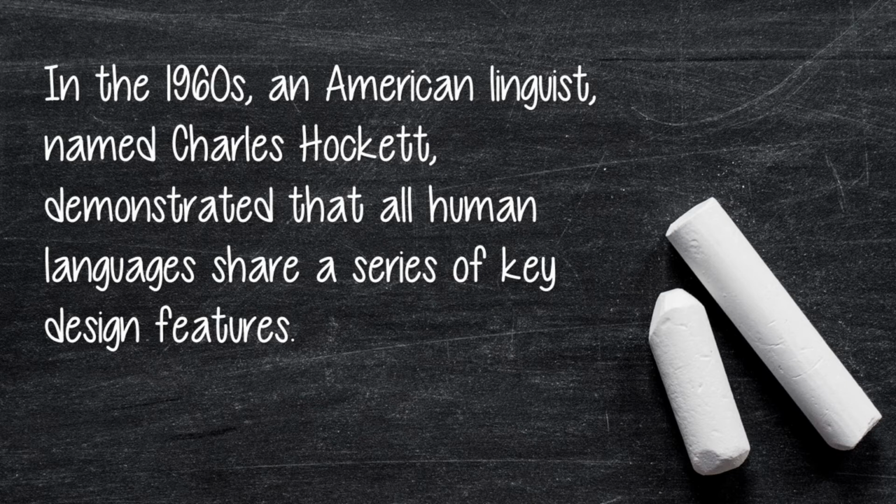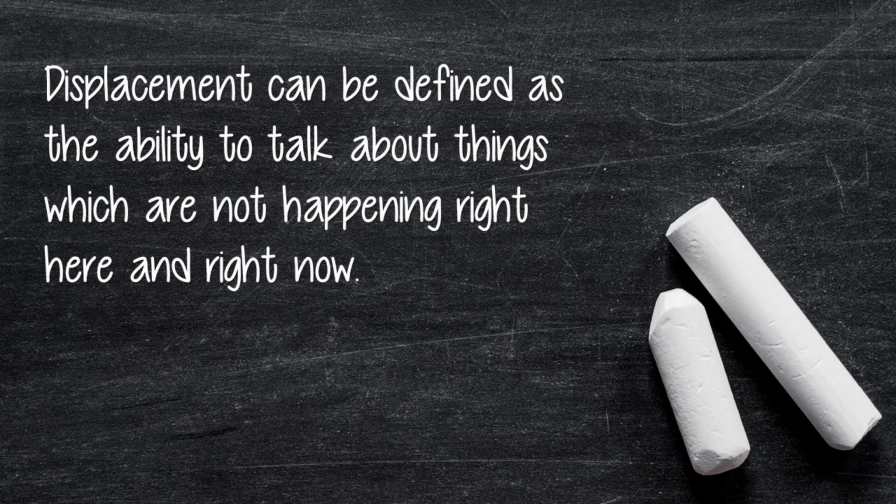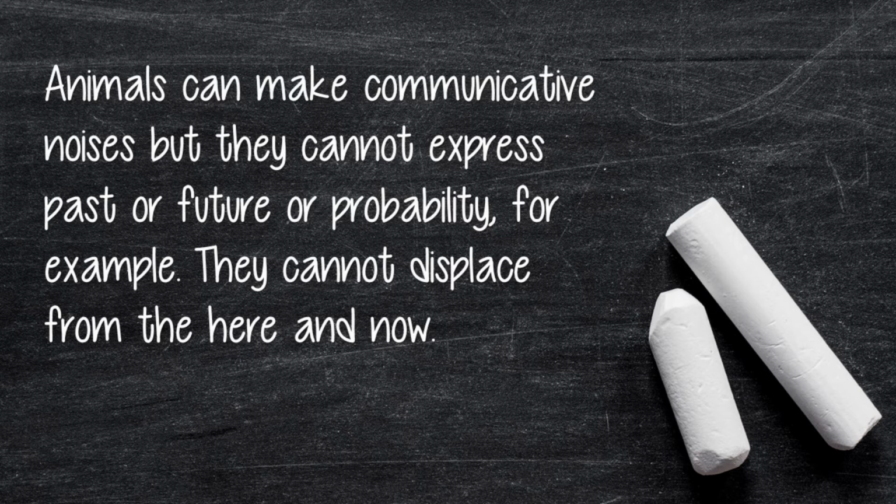In the 1960s, an American linguist named Charles Hockett demonstrated that all human languages share a series of key design features. The communication systems of other creatures do not display these features. There are three key features. They are displacement, creativity, and duality. Displacement can be defined as the ability to talk about things which are not happening right here and right now. Animals can make communicative noises, but they cannot express past or future or probability, for example. They cannot displace from the here and now.